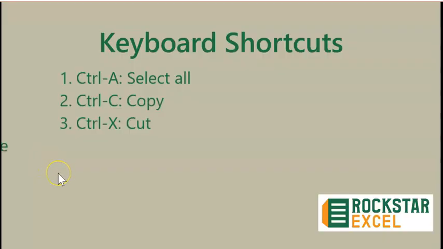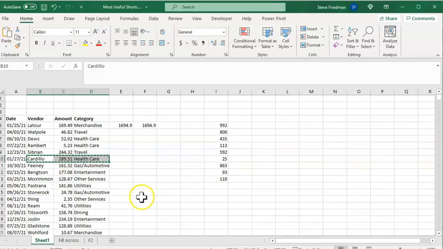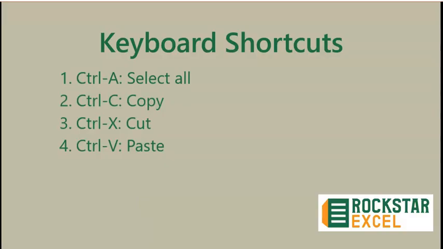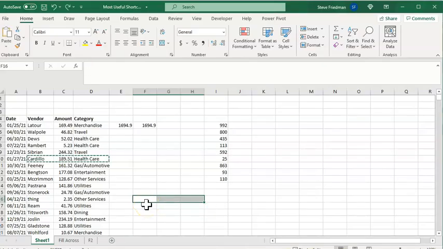Now, if you've used either Ctrl-C to copy or Ctrl-X to cut, you're probably going to want to use Ctrl-V to paste. And then, if you've made a mistake, then Ctrl-Z is undo.